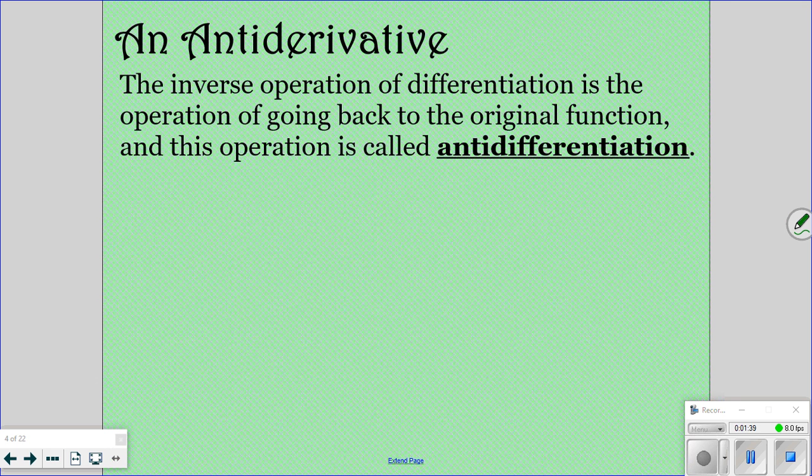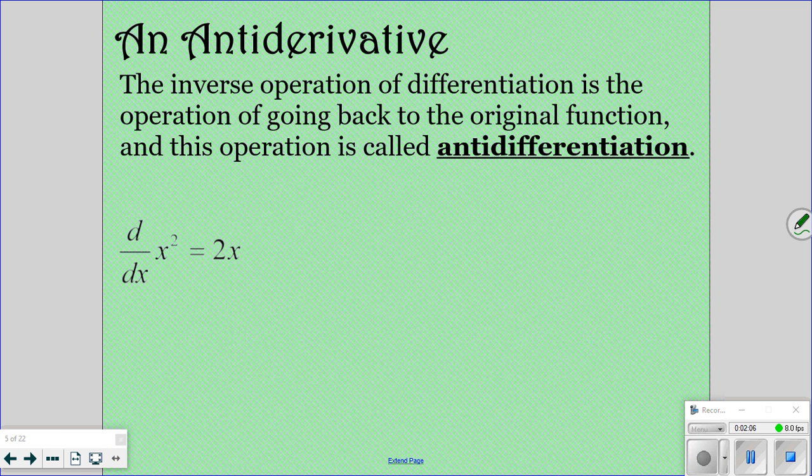So the inverse operation of differentiation, going back to the original function, is called antidifferentiation. We've talked about taking derivatives, and differentials are a type of derivative where you have to do the dy or the dt or whatever. So antidifferentiation is going back to the original function.